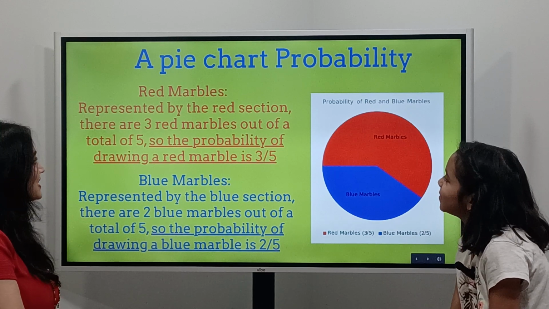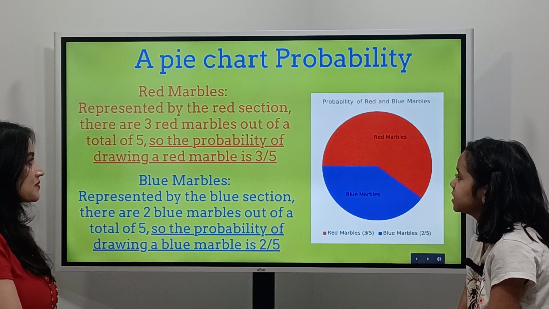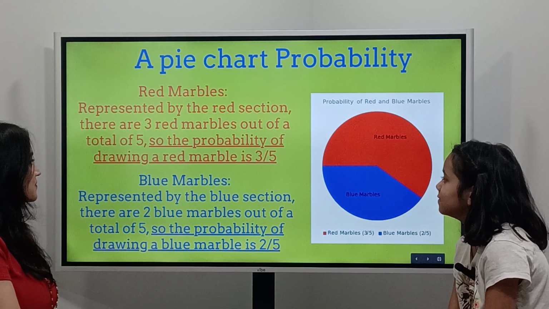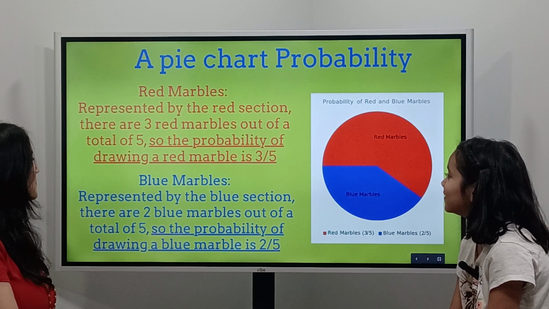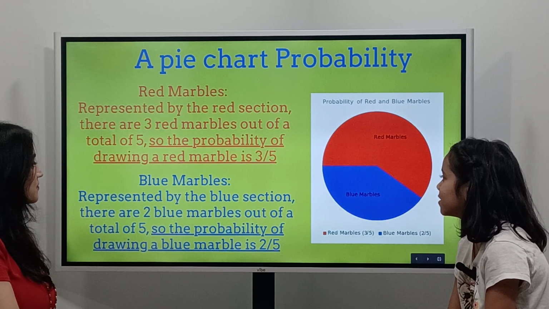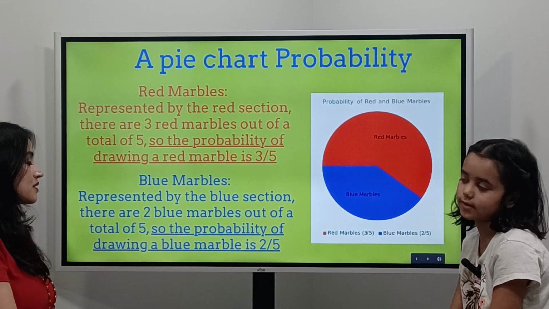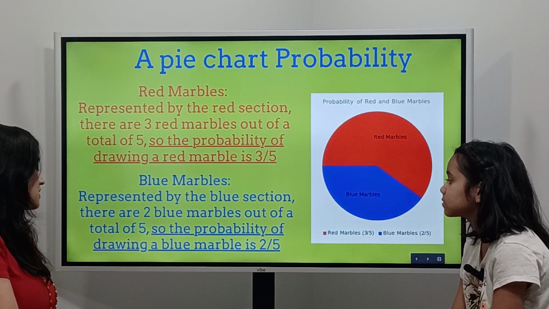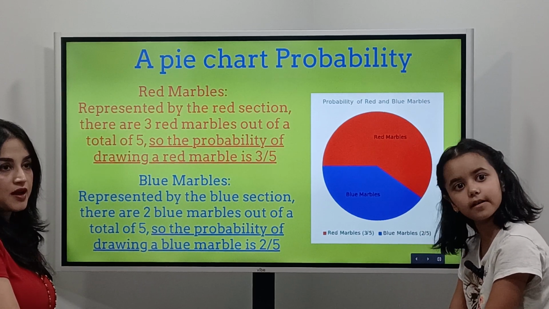Red marbles are represented by the red section. There are 3 red marbles out of a total of 5. So the probability of drawing a red marble is 3 out of 5. Blue marbles are represented by the blue section. There are 2 blue marbles out of a total of 5. So the probability of drawing a blue marble is 2 out of 5.